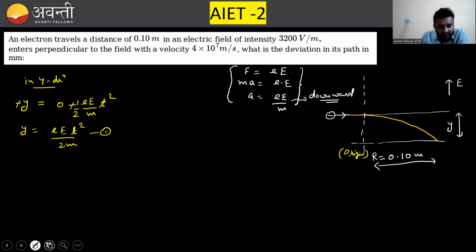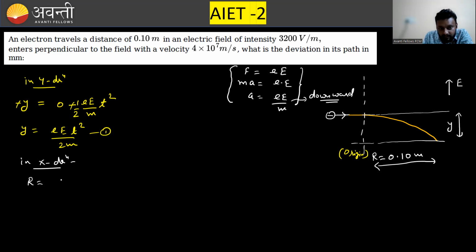Now in x direction, if I apply the equation again, there is no acceleration in the x direction because the field is in the y direction and the charge is entering perpendicular to the field. So there is no acceleration in the x direction. So distance is equal to speed into time. The distance it has covered in the same time is r.